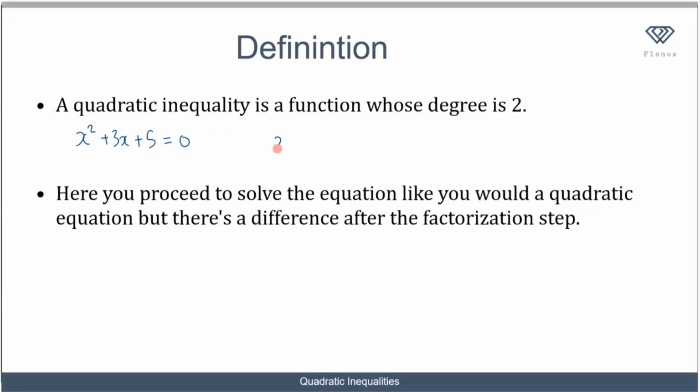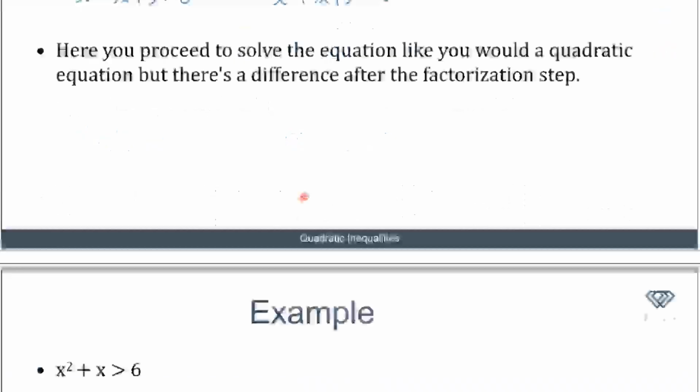So for example, if I write x squared plus 3x plus 5 is less than 0, then this is a quadratic inequality. So how do we deal with problems like this? First, we have to solve the equation like you would solve a normal quadratic equation, but there is a difference after the factorization step, and that difference is what we examine using the following examples.